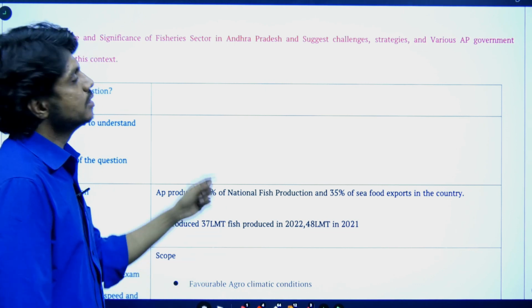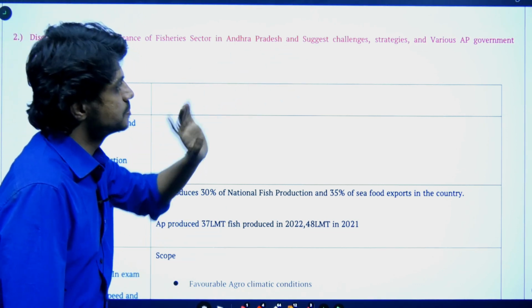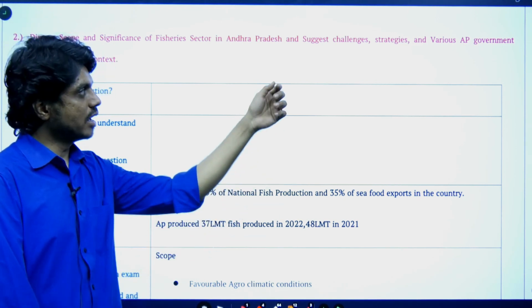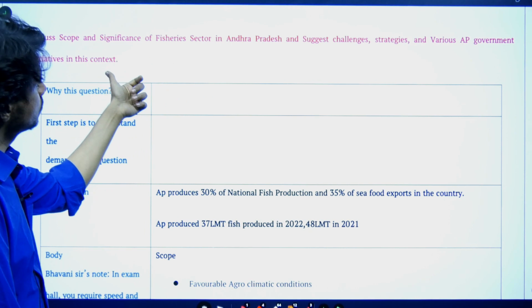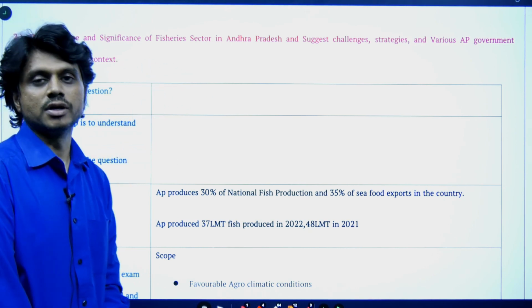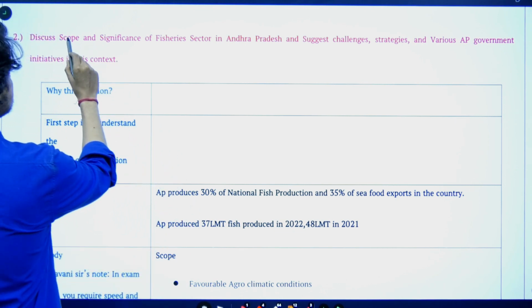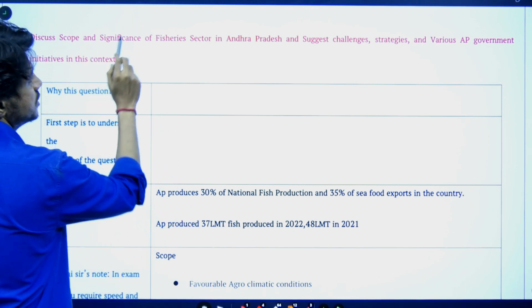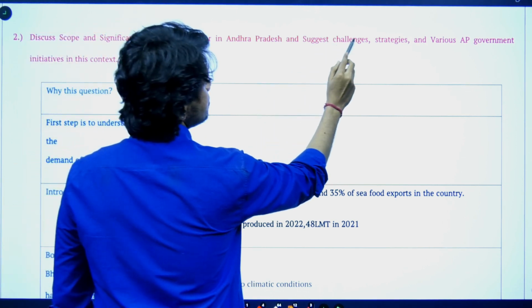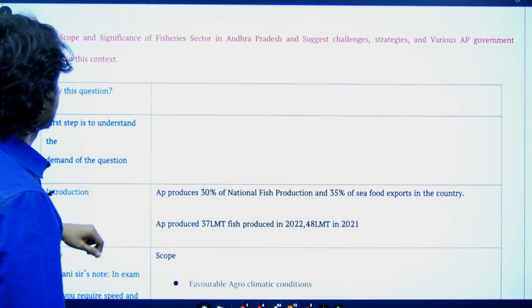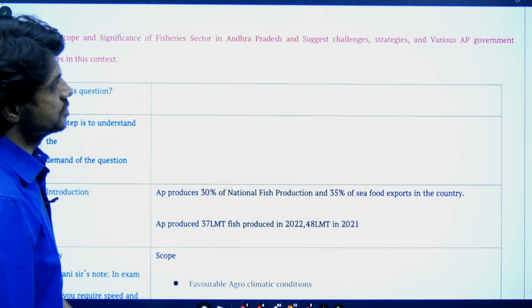I have deliberately given these subsections. If you have gone through the APPSC previous year questions, I have seen they are asking such 4 or 5 subparts in their questions. So see here, you have scope, significance, challenges, strategies and various AP government initiatives in this context. Now what can be the introduction here?